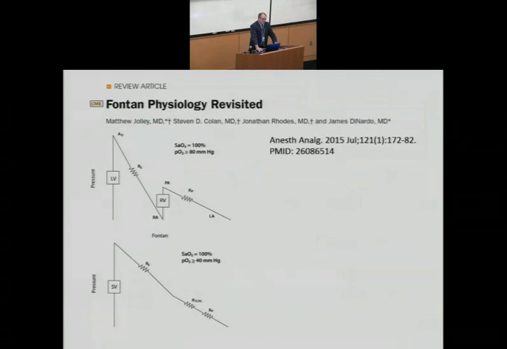This was a very good review from 2015 by our colleagues at Boston Children's, and they show the difference between the Fontan physiology in a normal patient and one with a single ventricle anatomy. On the top graph, you'll see the left ventricle. We've got the resistance of our systemic circulation coming to the right atrium, low pressure. The right ventricle augments pressure, goes through the pulmonary arteries.